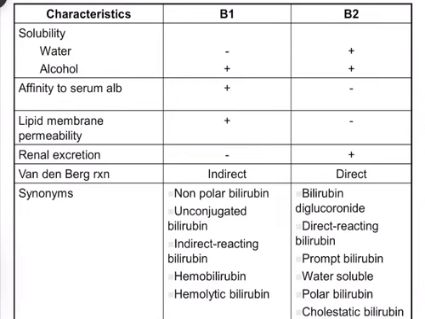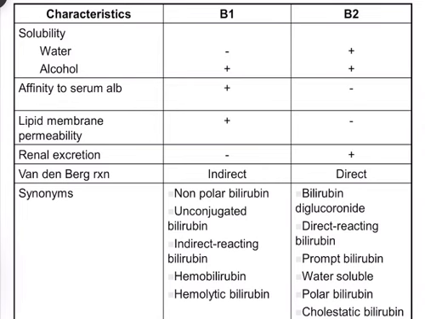With lipid membrane permeability, those that can cross the lipid membrane, B1 is the most applicable. Your B2 cannot pass through the lipid membrane. Then, with renal excretion, B1 cannot be excreted by your kidney, while your B2 can readily be excreted by your kidney. Then, with regards to the Van den Bergh reaction, your B1 is indirect and B2 is direct.